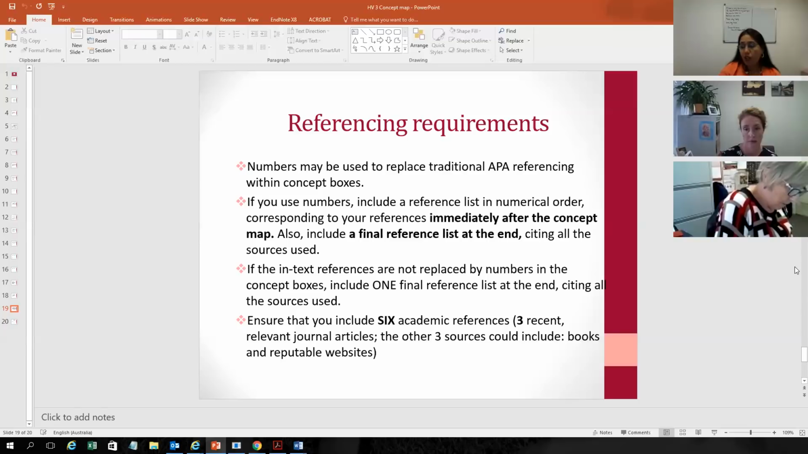You need to include 6 academic references. And you need 3 recent relevant journal articles. The other 3 sources could be books and reputable websites. That's what your unit coordinator requires. Lauren, any advice on referencing? Any special things to look to?